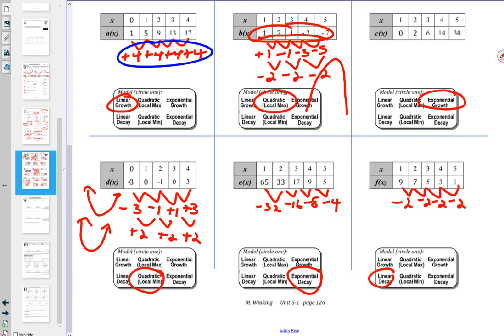Does that make sense? Did I confuse you guys at all with that third one?